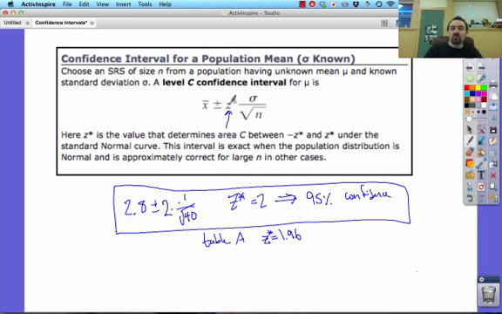So z star controls the confidence level. Everything else is given to you in the problem. Okay, so hopefully this will be enough for you guys to do your homework. Good luck.